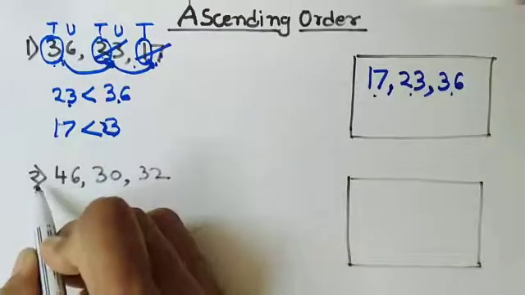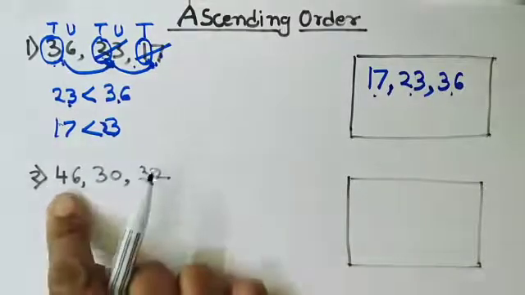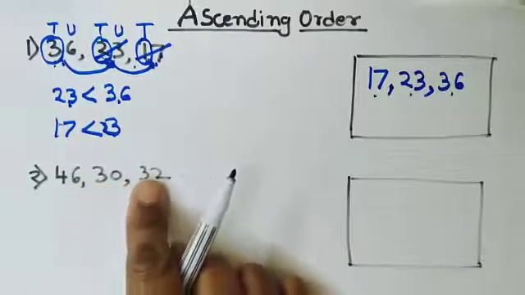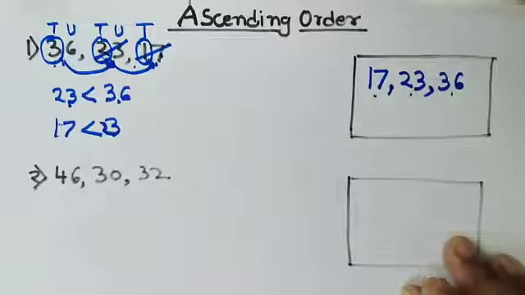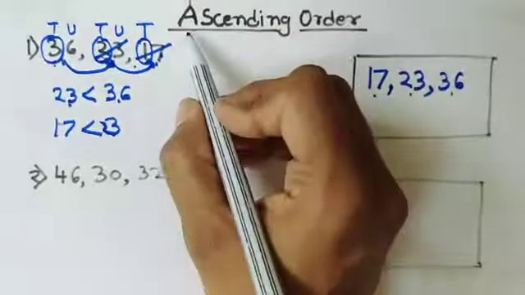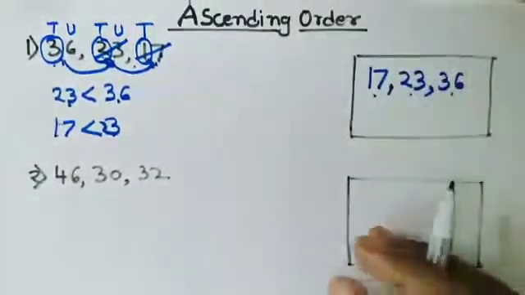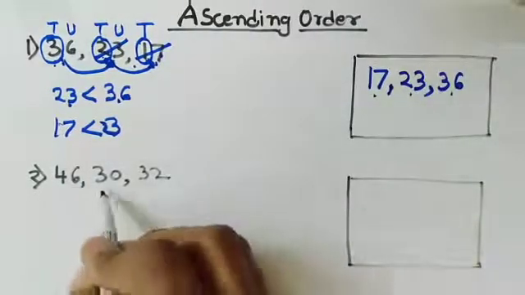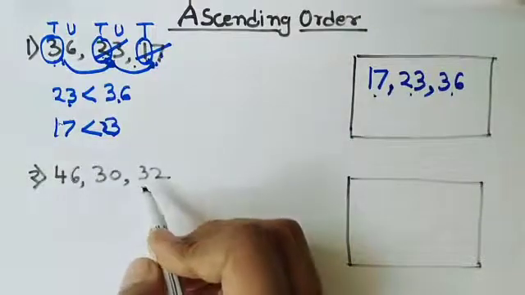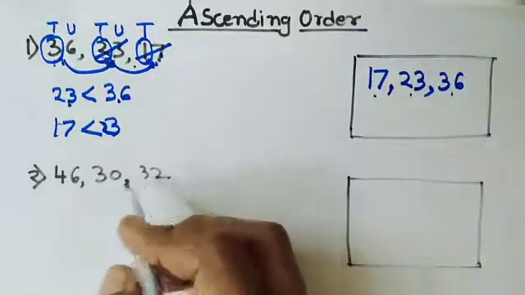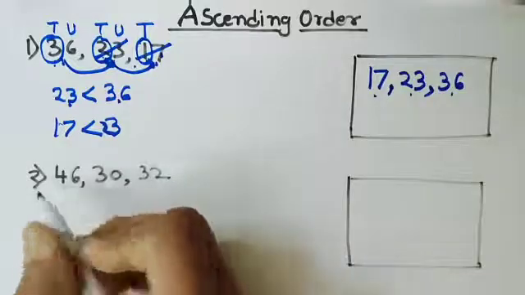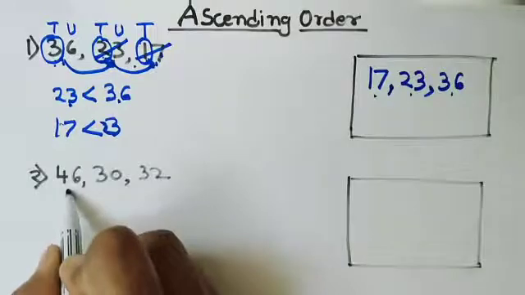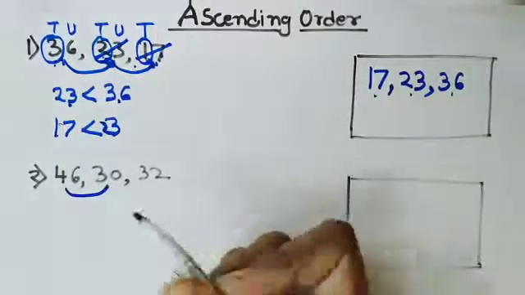Here we have one more question. We have 3 numbers here, 46, 30 and 32. We have to put these numbers in ascending order. For that, again, we have to compare all these 3 numbers with each other. So tell me, children, first what will we do? Yes, first we have to compare these 2 numbers first.